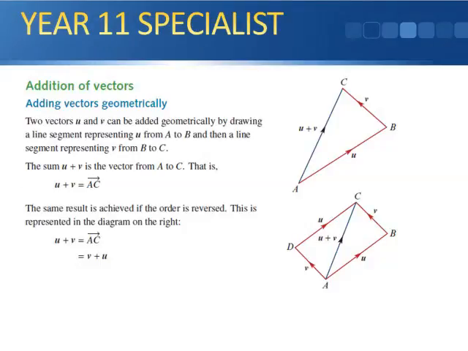Addition of vectors. Now, we've got 2 vectors, one from here to here and one from here to here, and we add them up, we get that resultant, this final vector from there. We can represent it like that. If we want to go the opposite way, it's just a negative. So these are just a couple of examples.